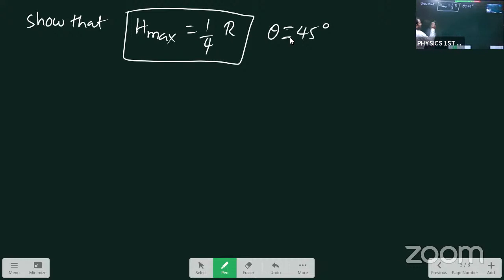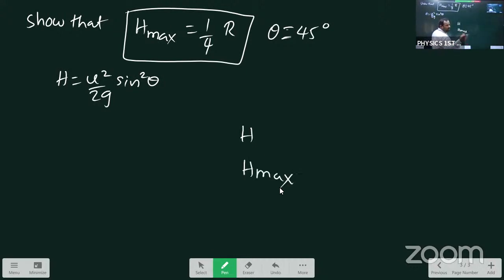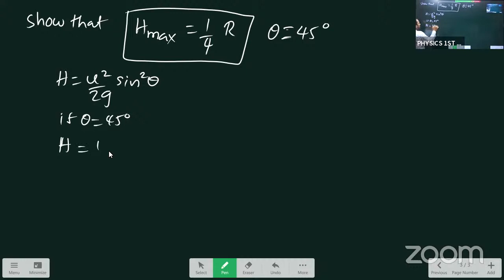In this one, no diagram, because you already know the H max formula and the range formula. See here, students: H equals u square by 2g sin square theta. Here we are writing sometimes H, sometimes H max. Anything happen? Nothing will happen. You write H or H max, both are the same. So if theta equals 45, H equals u square by 2g sin square 45 degrees.